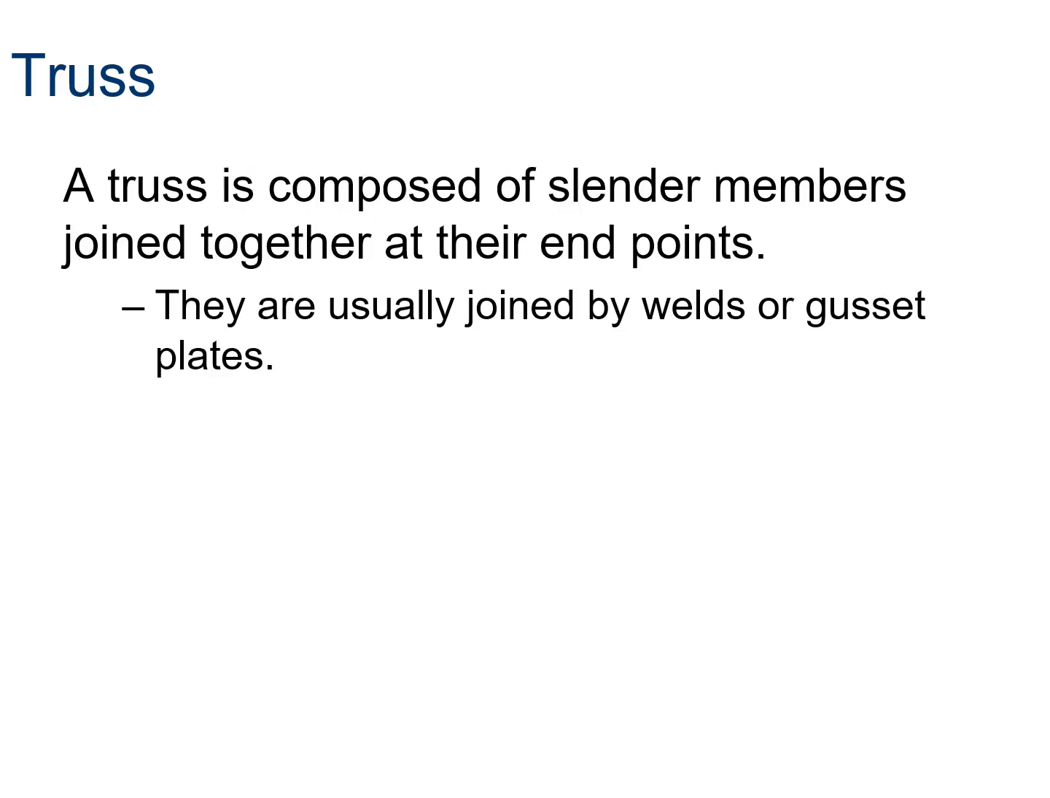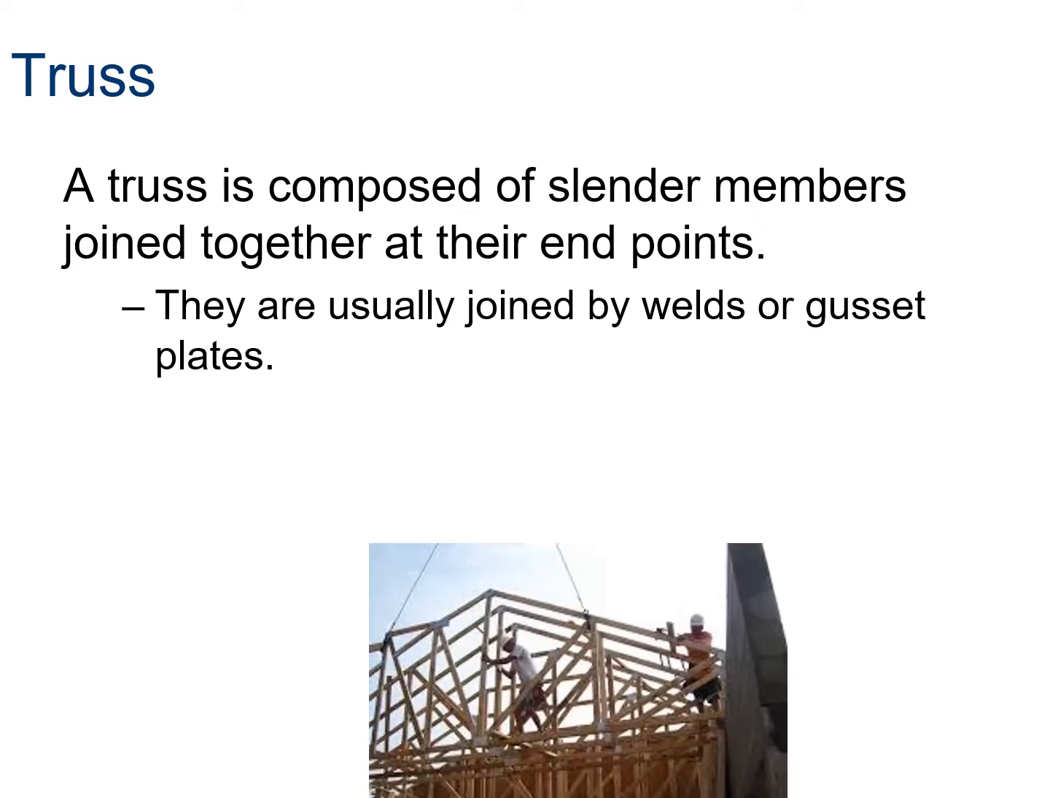Now, what we're going to do is look at our trusses, and most trusses are comprised of individual members or beams, and they're usually joined by welds, or as you've learned with your wooden trusses, gusset plates. Now, those gusset plates, as I mentioned, are typically either wood or steel of some sort, but they could be made of a variety of things.